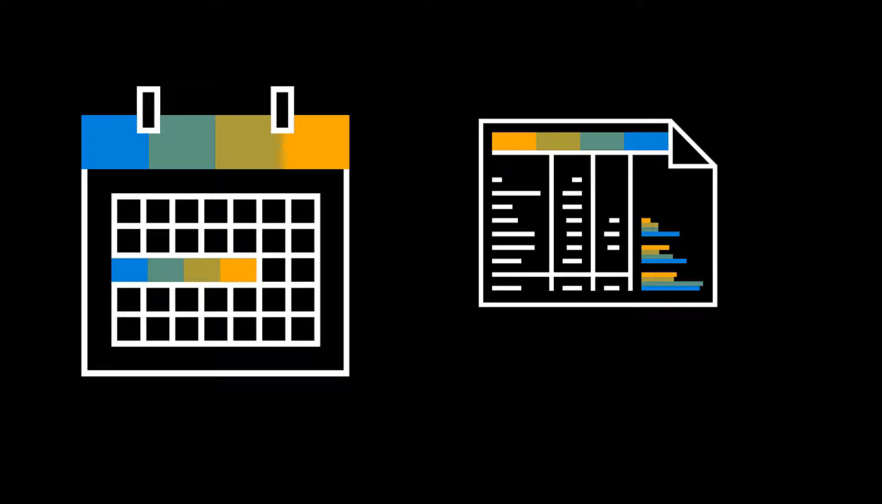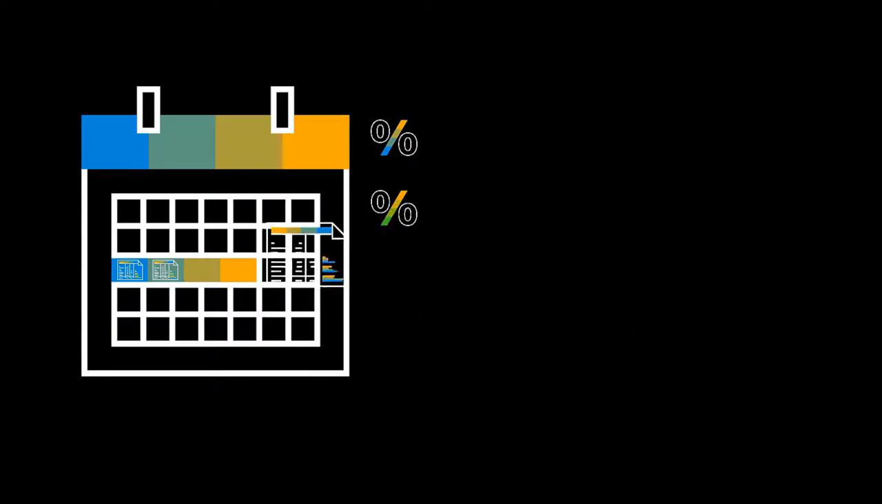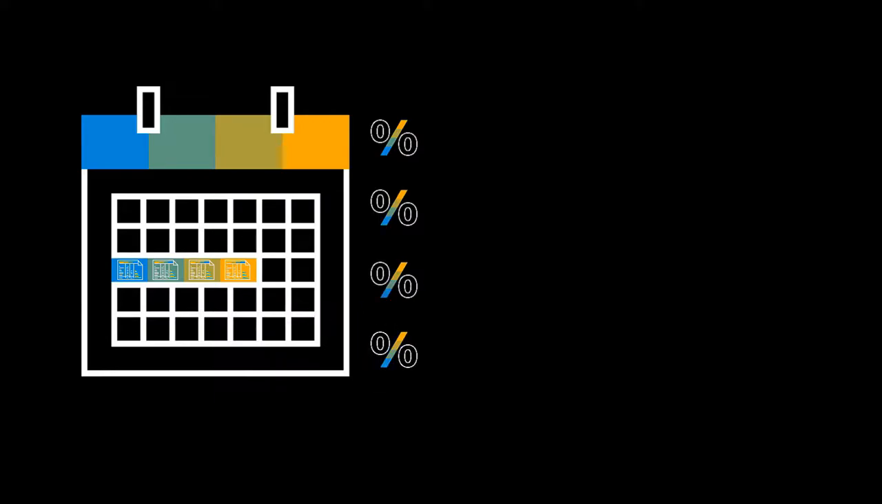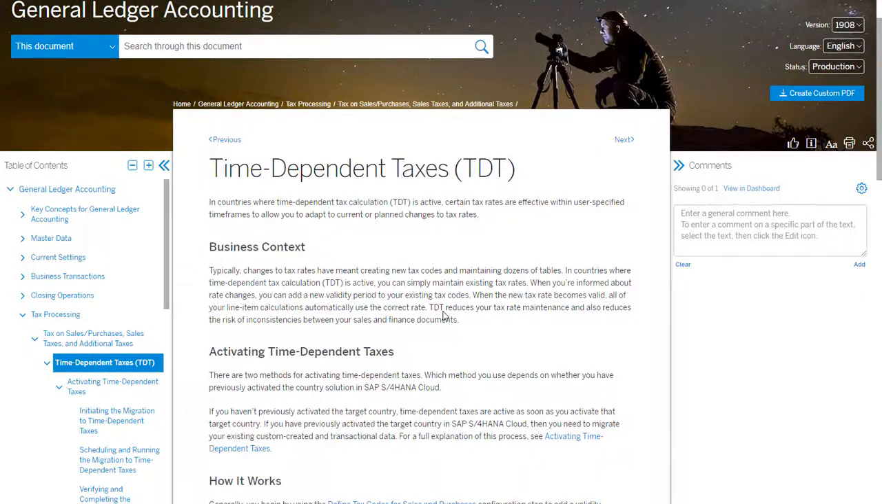Hi, we want to show you a little bit about how to use time-dependent tax calculation to make your work easier. If you want to activate time-dependent taxes for a country that's in scope and need more information on how to do that, you can find it here on the SAP Help Portal. Here's all the information you need for activation, along with a how-to video showing you how to get everything started.